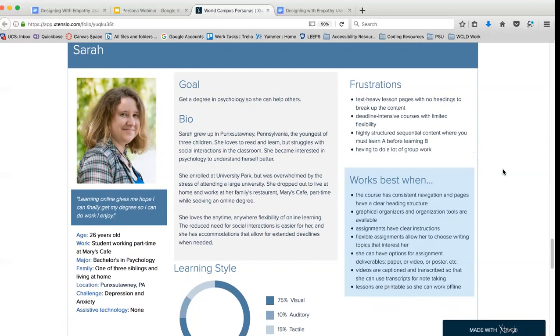She also likes to work offline, so she can really benefit from videos that have transcripts because she can print her course pages and take those transcripts and read them at her own pace, rather than having to sit in front of a computer and watch a video.